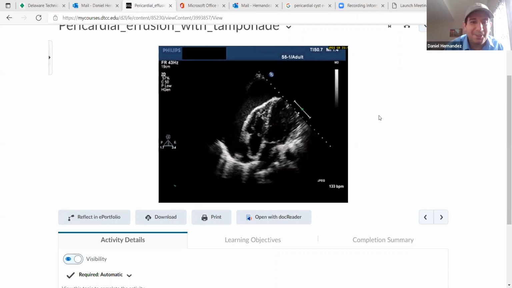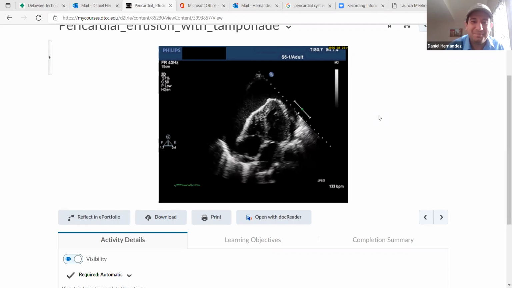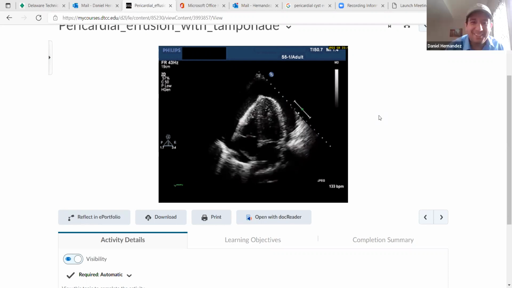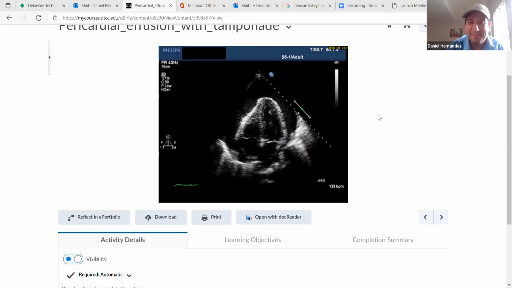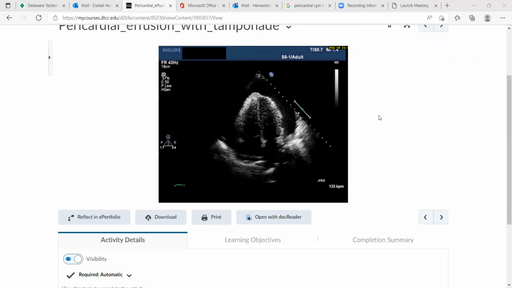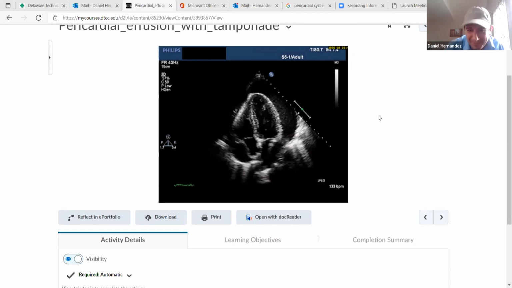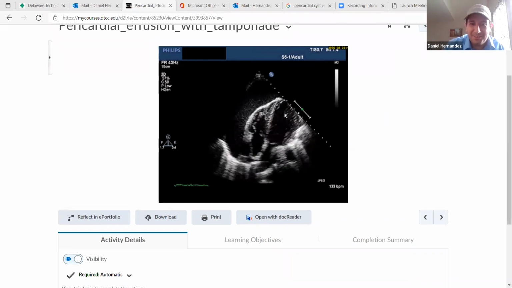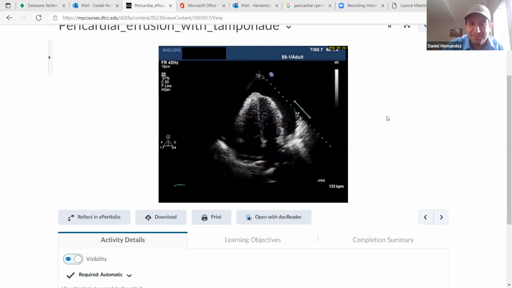Hey, Rachel, what's this heart doing? What does it look like it's doing? It's waving at you. It's going, hello. Yeah, that's a swinging heart. So you could see this thing just swinging back and forth within a large pericardial effusion.